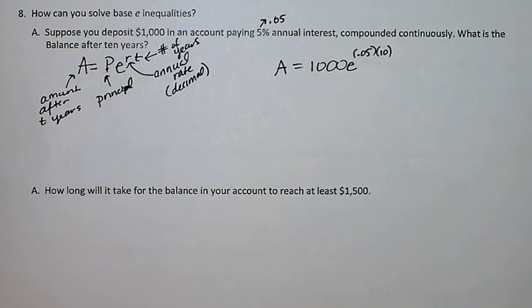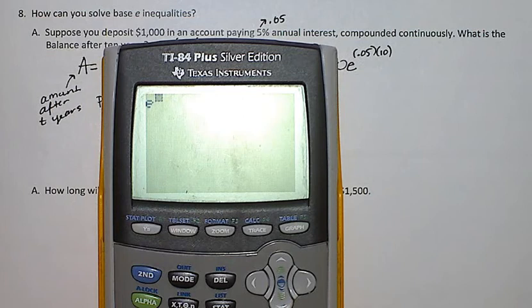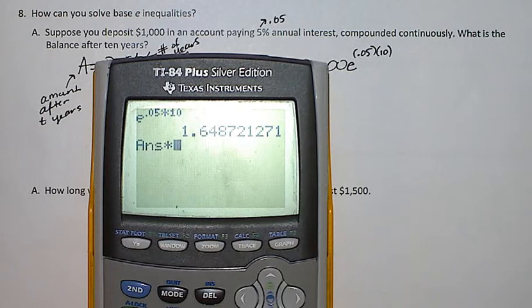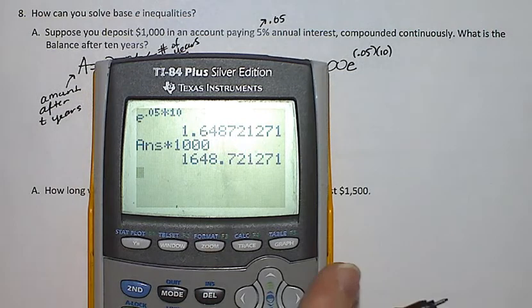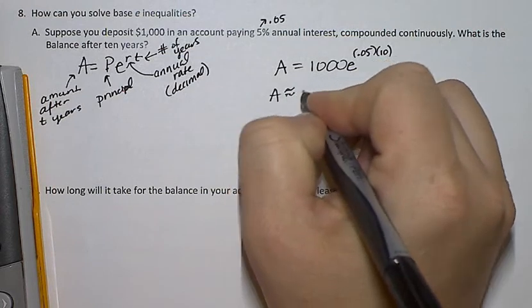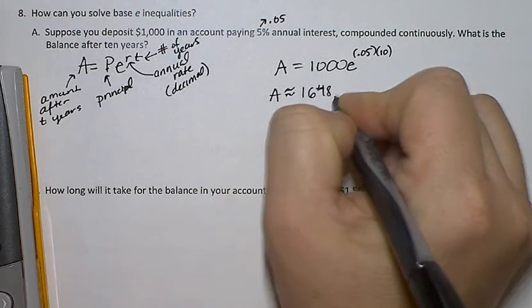A is the amount after the given number of years. So grab your calculator. You're going to go second ln to get the e. Then 0.05 times 10. Once you have this answer, we're going to take it times the principal, in this case 1,000, and press enter. Let's round this to the nearest cent. That means the amount after 10 years would be approximately $1,648.72.